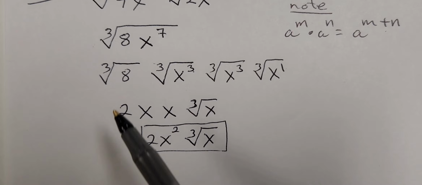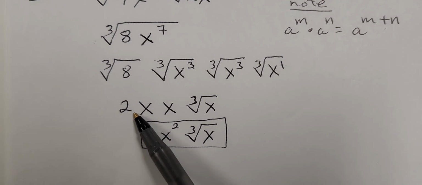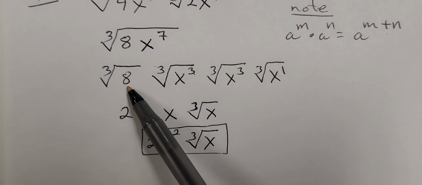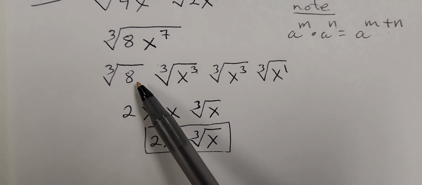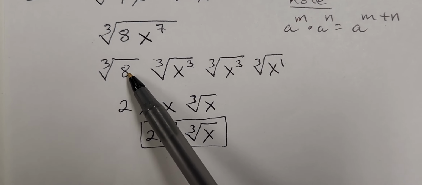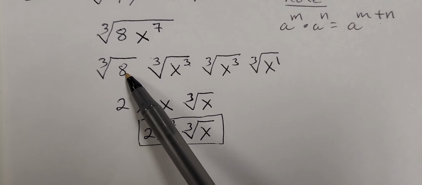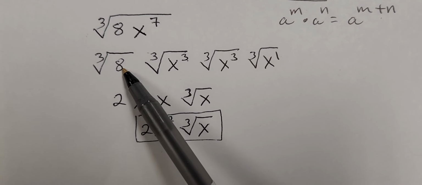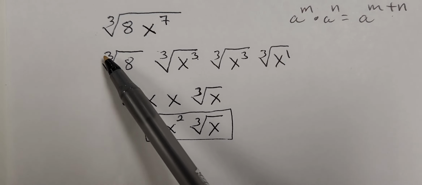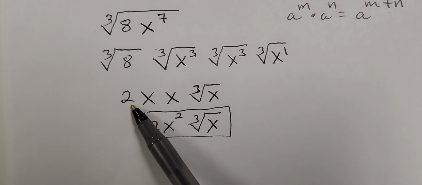Cube root of 8, you know it is 2. Why? Because 2 times 2 gives me 4. 4 times 2 gives me 8. So 8 is technically 3 2's. A group of 3 2's, which gives me 8. So cube root of 8 is 2.